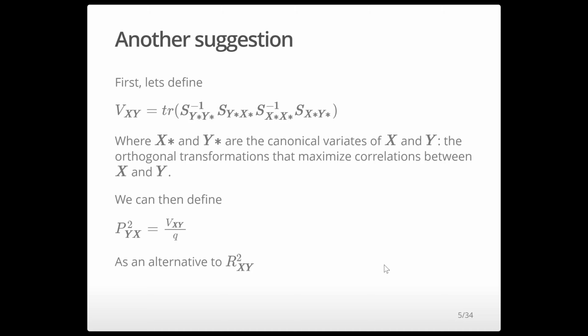We can then define P squared as P squared yx in this case. Note that we switched it around, and the reason is that the order matters for P squared where it doesn't for R squared. We can define P squared as Vxy divided by q, where q is the number of response variables.